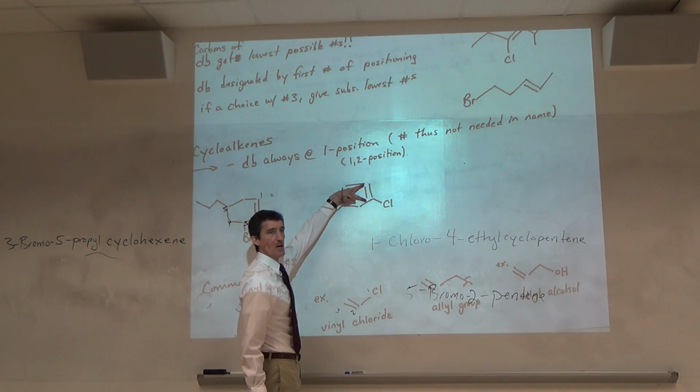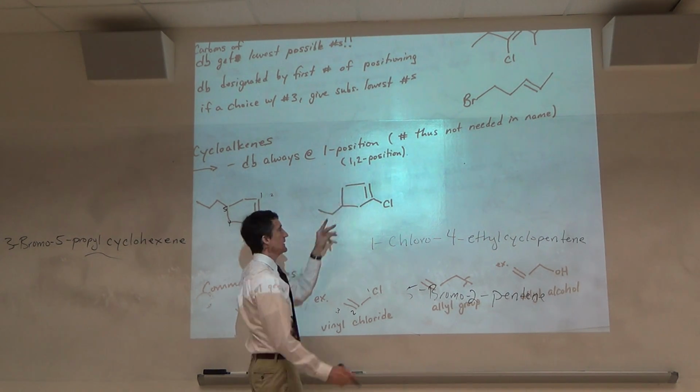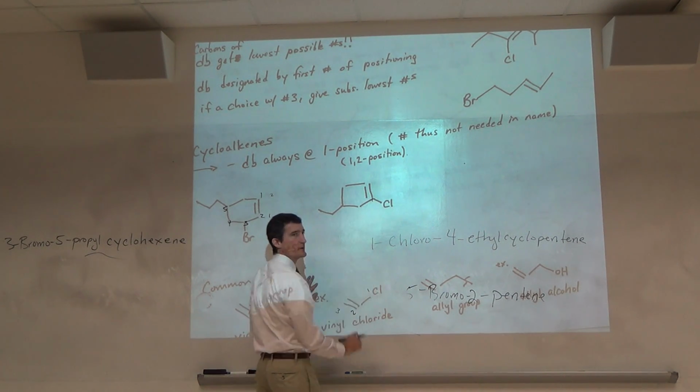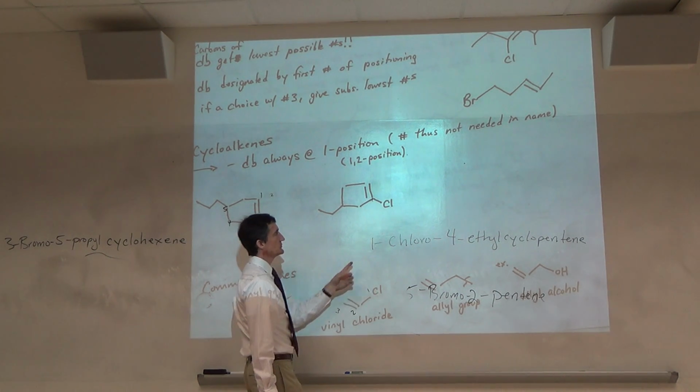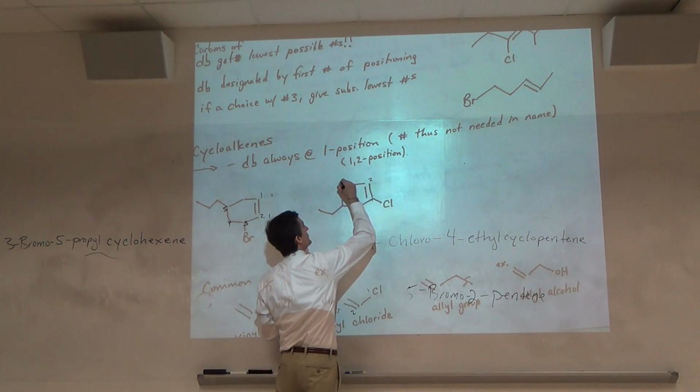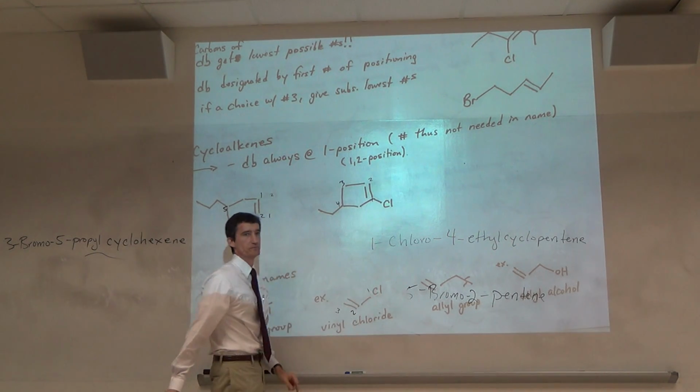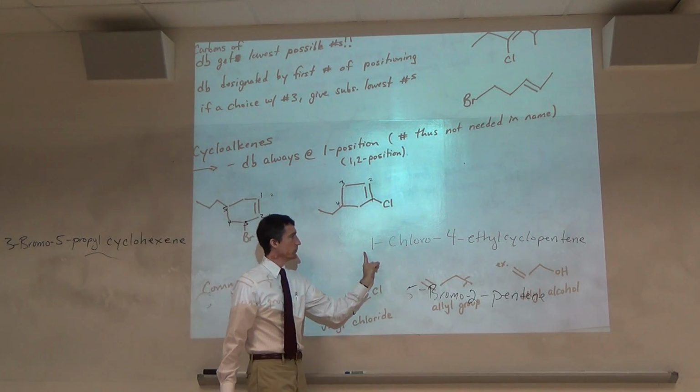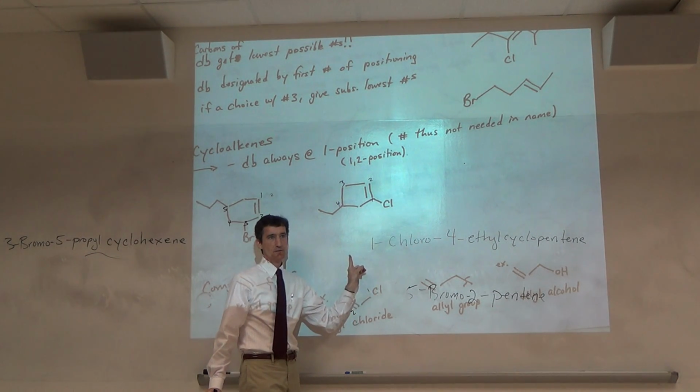There's a double bond. Which carbon in the double bond do you want to be 1? Top or bottom? Bottom. Why do you want that one to be 1? So the chlorine can be 1 also. 1, 2, 3, 4. Which is better, Elena? A 1-4 or a 2-4? 1-4.